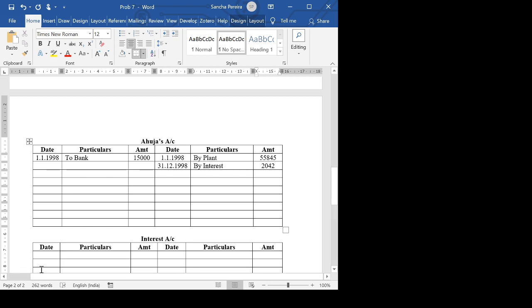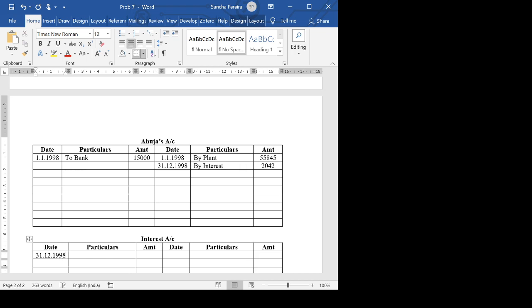Similarly, in the interest account, it will be 31st December 1998 to Ahuja, 2042. Okay, so after showing the interest due, next is payment of the installment.